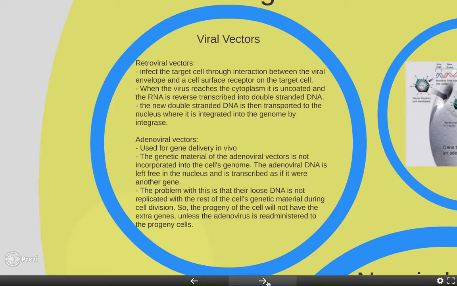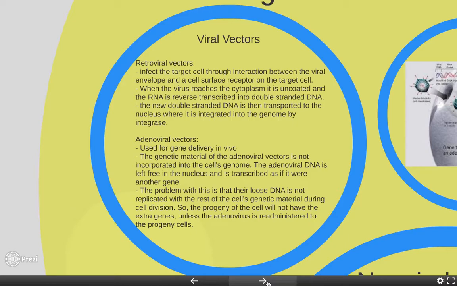Viral vectors include retroviral vectors, which infect the target cell through interaction between the viral envelope and a cell surface receptor on the target cell. When the virus reaches the cytoplasm, it's uncoated and the RNA is reverse transcribed into double-stranded DNA. This new double-stranded DNA is then transported to the nucleus where it's integrated into the genome by integrase.